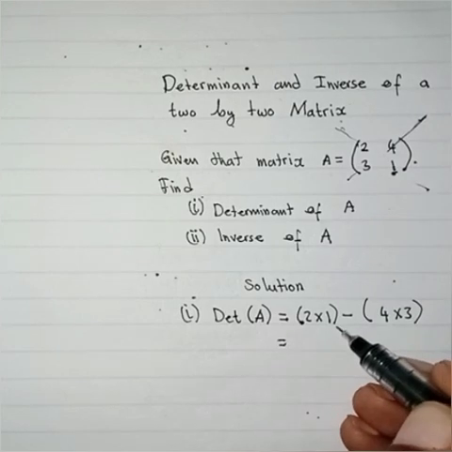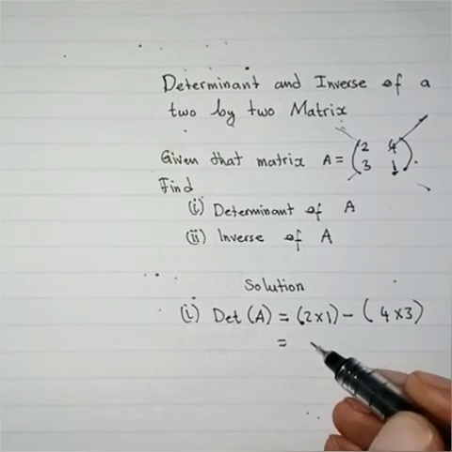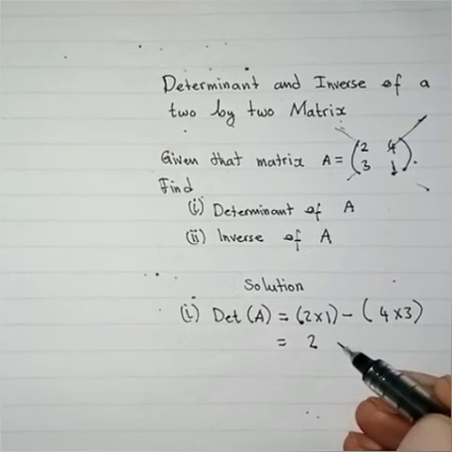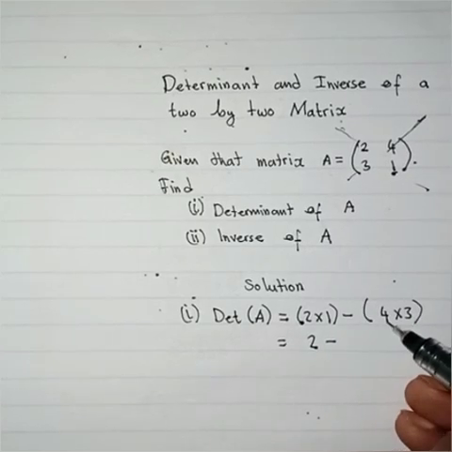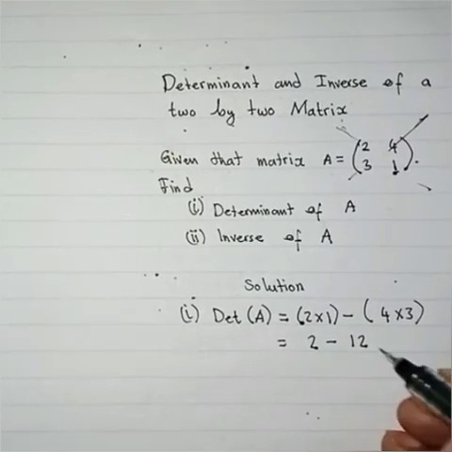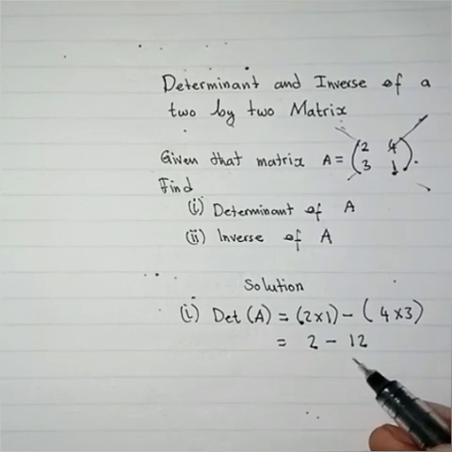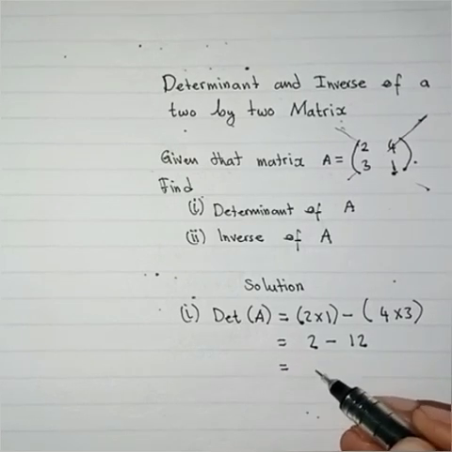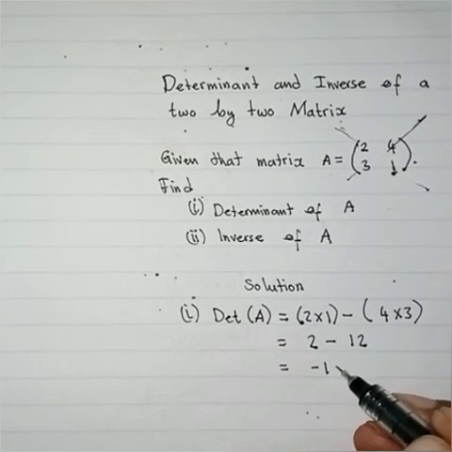Let us simplify. 2 times 1 is 2, minus 4 times 3, 12. 2 minus 12, negative 10.